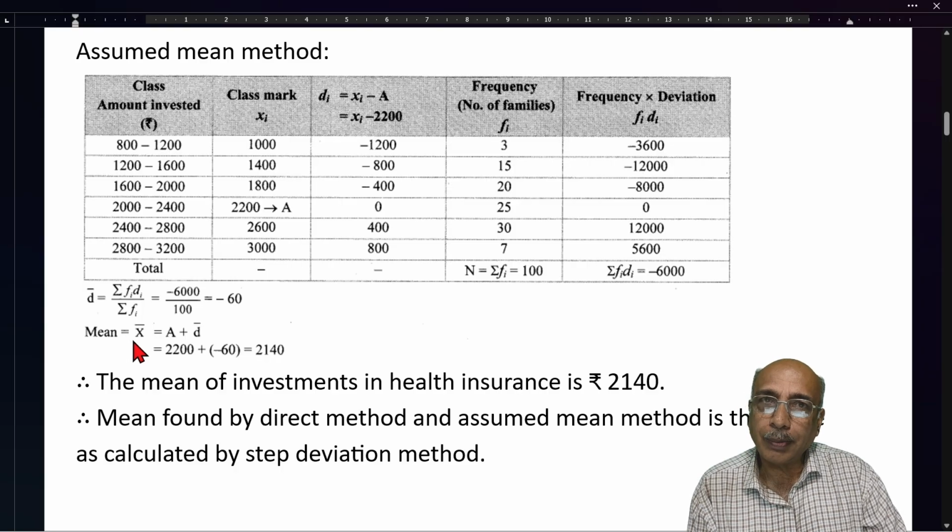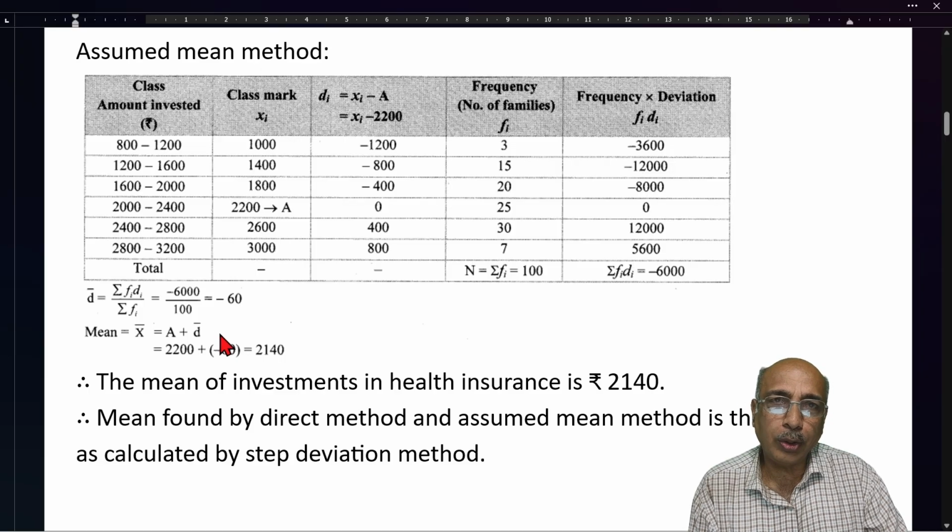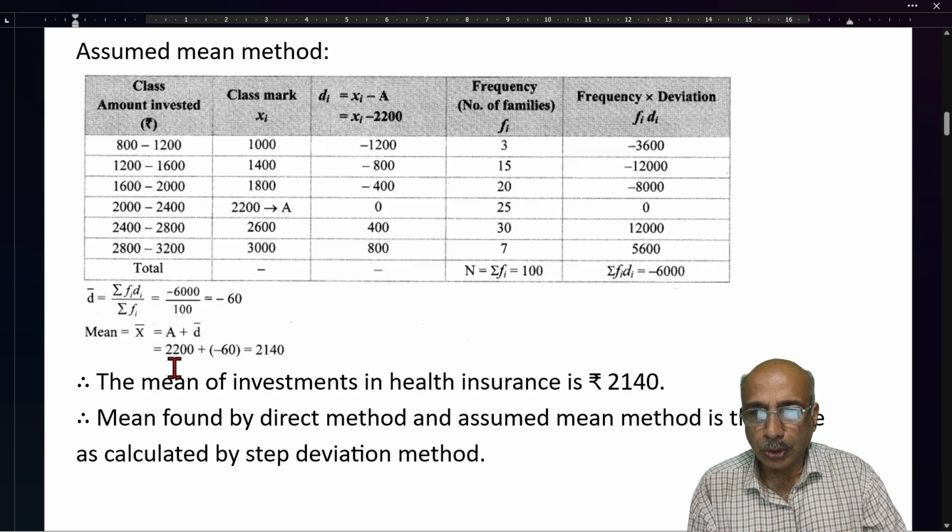Mean is what? X bar. Whatever assumed mean you have taken, that is 2200, plus d bar. Whether it is positive or negative, we have to add that only. So 2200 plus minus 60, d bar is coming minus 60, so equals 2140. Earlier by the direct method we also got the answer 2140. By the assumed mean method also we are getting 2140.